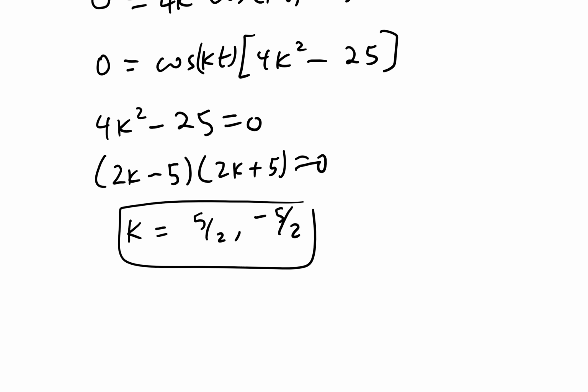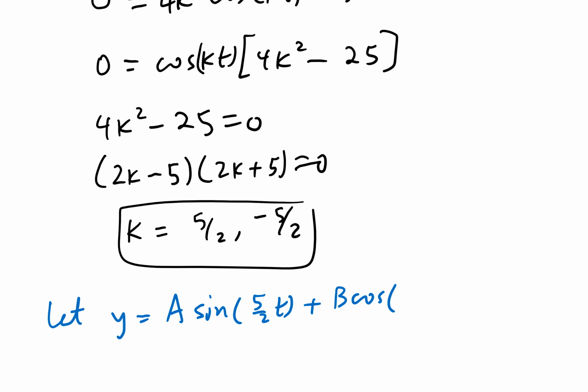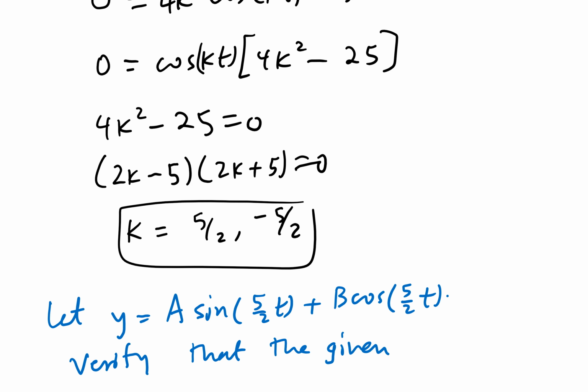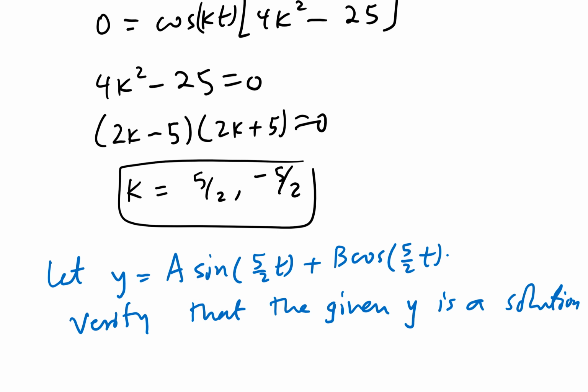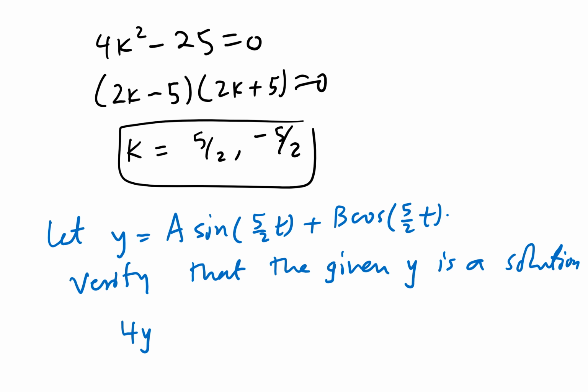We can look at other examples, maybe a little bit more difficult. Let y equals a sine 5 halves t plus b cosine 5 halves t. Verify that the given y is a solution to the differential equation 4y double prime equals negative 25y. So let's go over this one.